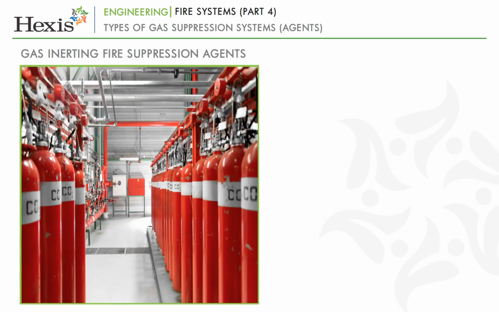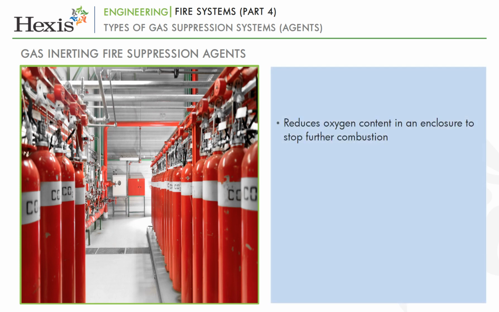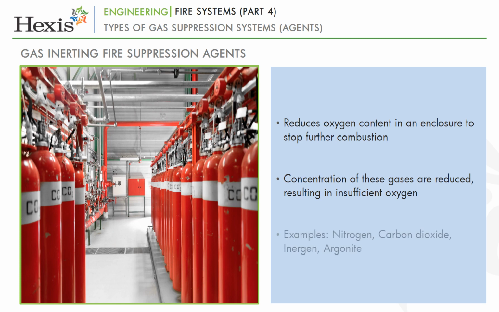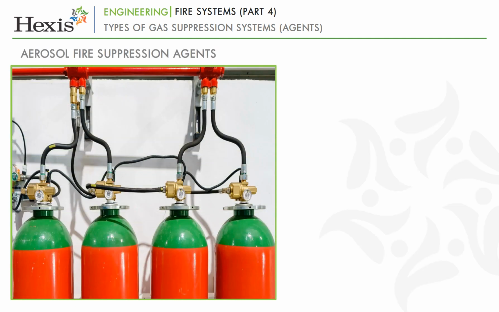Now let's look at gas inerting fire suppression agents. Gas inerting fire suppression agents are either natural or manufactured combination gases that reduce the oxygen content in an enclosure to a level where the combustion process can no longer continue. It should be noted that the concentration of these gases, except Inergen, required to extinguish fire reduces oxygen to a level where there is insufficient oxygen to sustain human life. Examples of these gases are nitrogen, carbon dioxide, Inergen, Argonite, and the like.